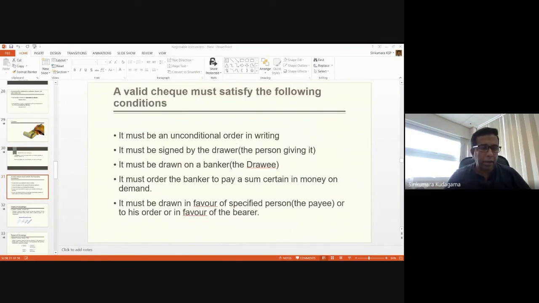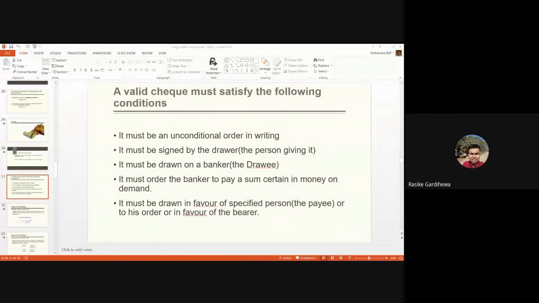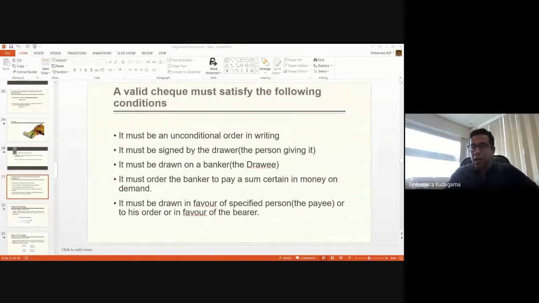Can you see slide number 31? Can you see slide number 31? A valid check must satisfy the following conditions. Yes, sir. Right, thank you. It's a little disturbing to ask you every time, but I have some sort of an issue here. Can't see.